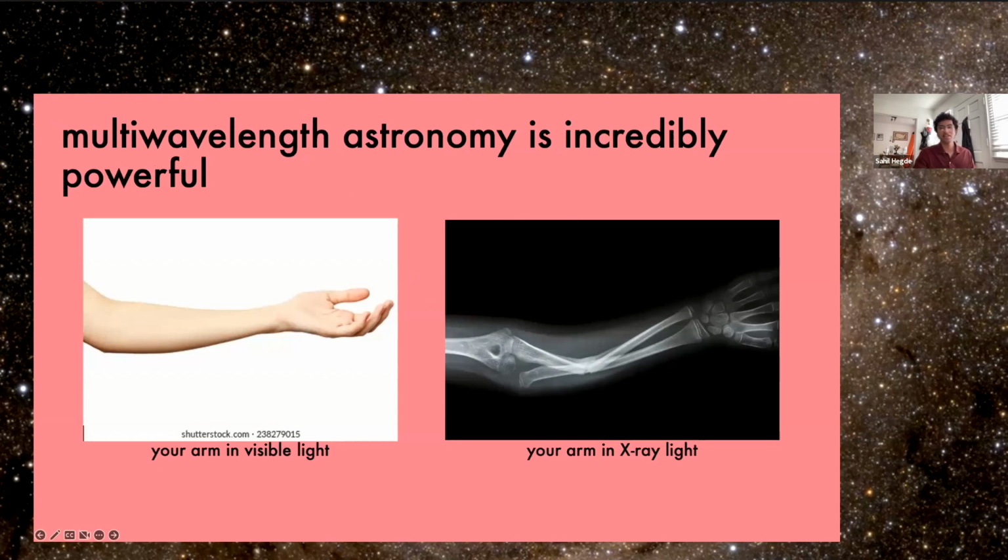So here's an analogy to looking in multiple wavelengths and what that can tell you here on Earth. You could go to the doctor and say that your arm was hurting, but just looking at your arm in visible light, you may not be able to see what's going on. But if you looked at your arm in X-ray light, you would find out that perhaps you had really severely broken your arm, and you needed to get a cast and a splint and stuff. And so that's how looking in different wavelengths helps you here on Earth.